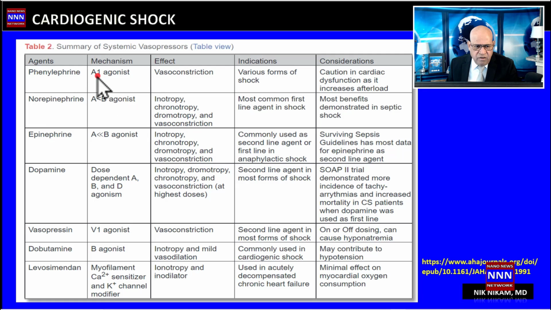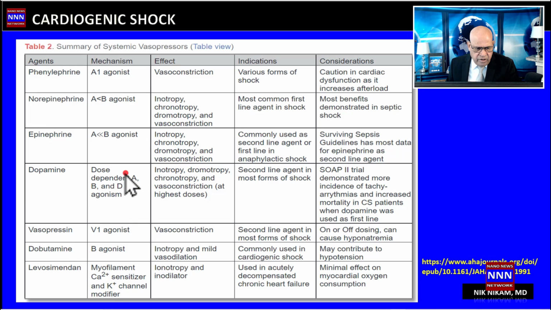Phenylephrine is a pure alpha-1 agonist. It acts on the peripheral arteriolar system, causing vasoconstriction, and it is used in various forms of shock, even including neurogenic shock. Norepinephrine and epinephrine, as you know, act on both alpha and beta receptors. They increase the heart rate, they increase the contractility, and they also cause peripheral vasoconstriction. Of course, the dosages are very similar. I don't have the dosages here, but I'm just going to go through what we have.